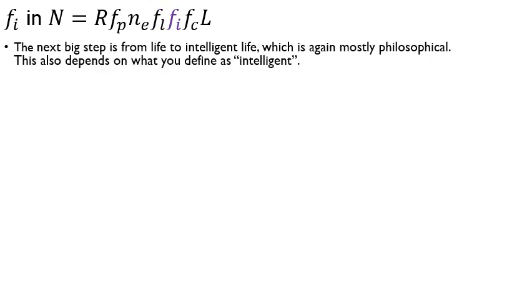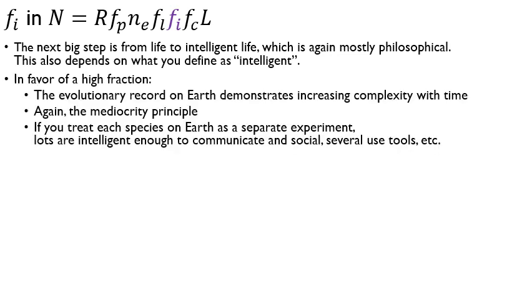Okay, and then the next big step is you not only need life, you need intelligent life. And this is going to depend a bit on what you call intelligent. So some would argue that if you have life, there's a really high probability you'll get intelligent life. So one reason is that when you look at the evolutionary record on Earth, you'll see it gets more and more complex with time. So that would suggest that nature just tends to ultimately develop intelligent life.